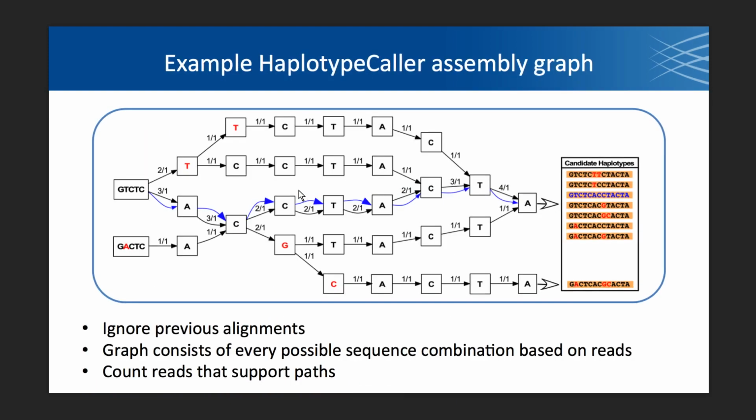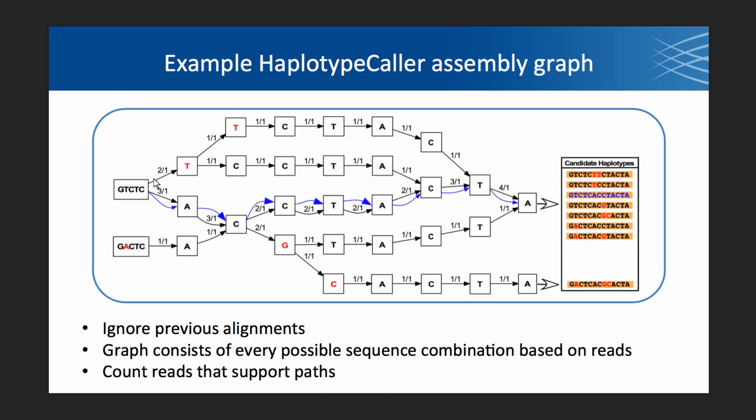This is an example of an assembly graph produced with the HaplotypeCaller. And basically what I did here is I only put in relatively short sequences to represent reads, and one of each. So in your real data, you would see a lot more reads, a lot more nodes, and these numbers here are meant to indicate the number of reads that have been seen on each of those paths.